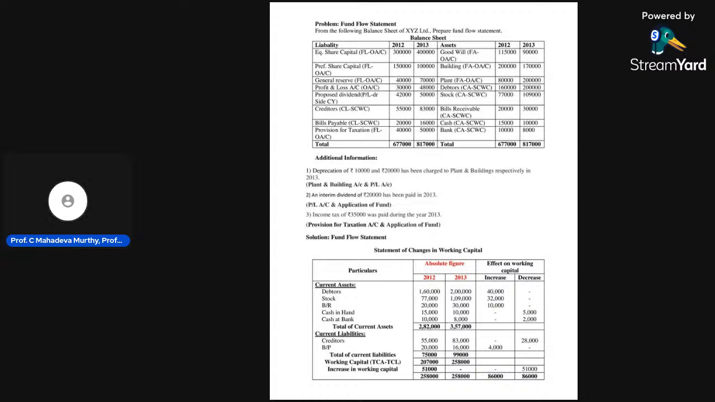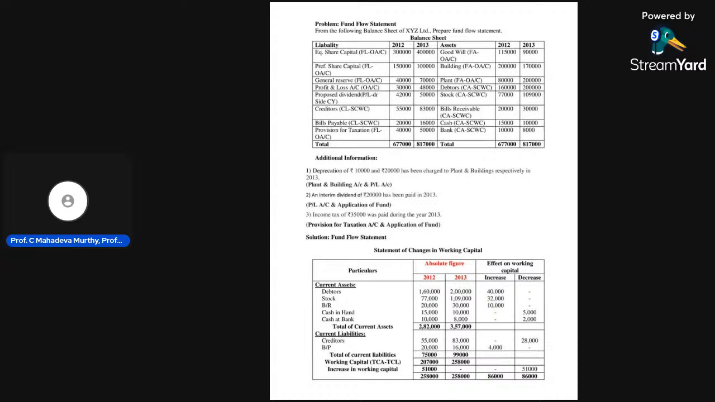Debtors, current assets, schedule of change in working capital. Stock, current assets, schedule of change in working capital. Bills receivable, current assets, schedule of change in working capital. Cash, current assets, schedule of change in working capital. Then lastly, bank, current assets, schedule of change in working capital. Two effects. All the transactions have two effects.